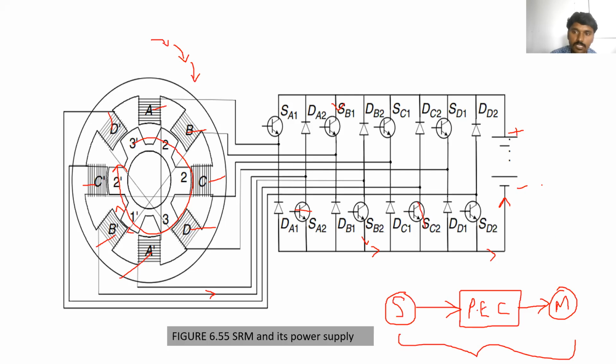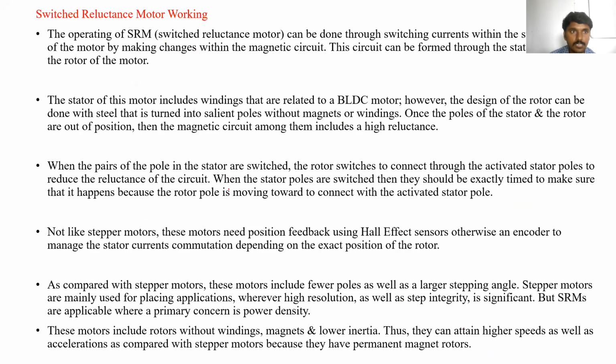So here also, we have the energy source, the power electronic converter, that is the inverter, and the electrical motor. The combination of the switched reluctance motor, inverter, and electric energy source can be called a switched reluctance motor drive. Clear? So this is the operating principle of the switched reluctance motor.